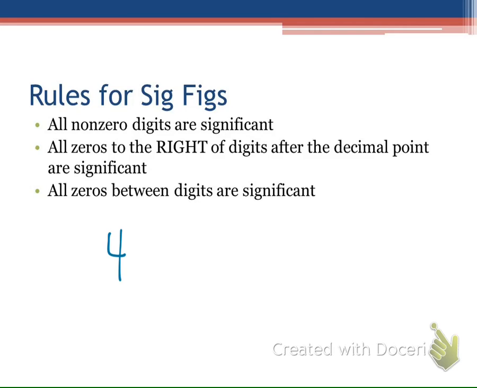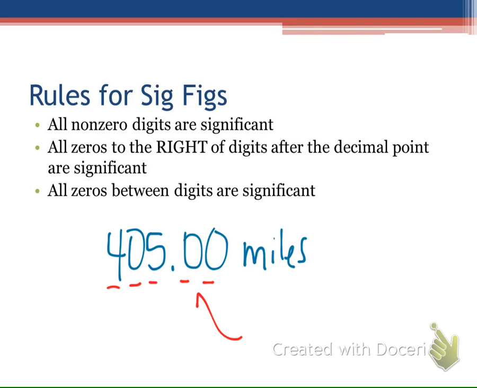So that might look like this. Raise your hand if you can tell me how many significant figures I have here. Yeah, Alexis, what do you think? 5. Perfect. I have 1, 2, 3, 4, 5. These two zeros count because they are to the right of the decimal point after digits. This 0 counts because it's in between non-zero digits. Questions so far? All right.